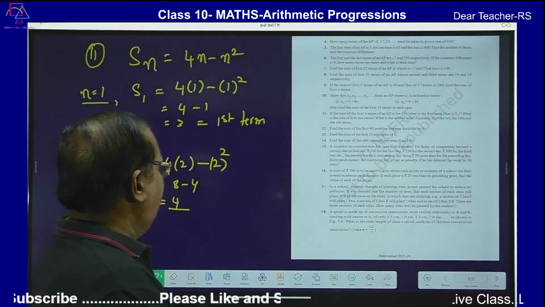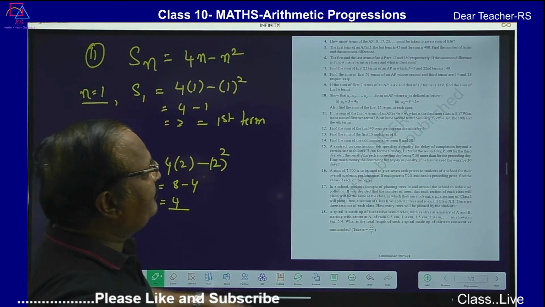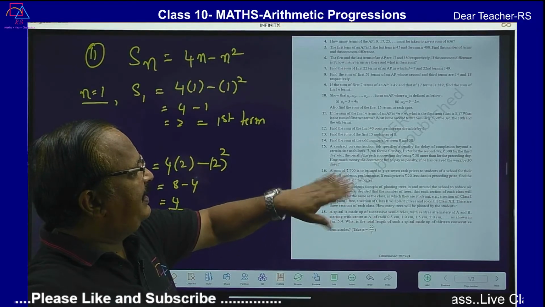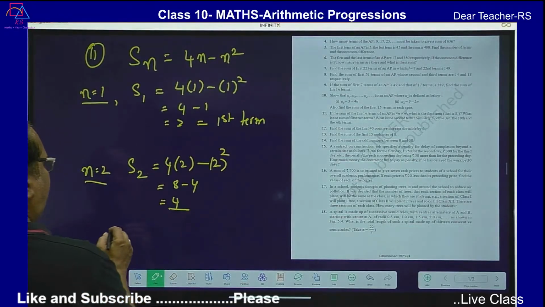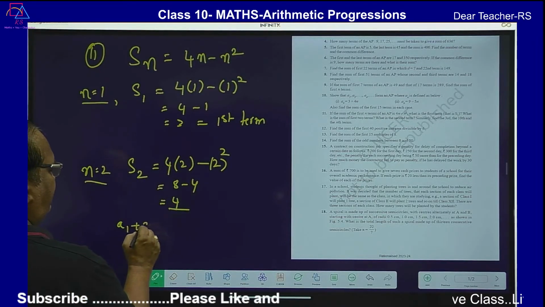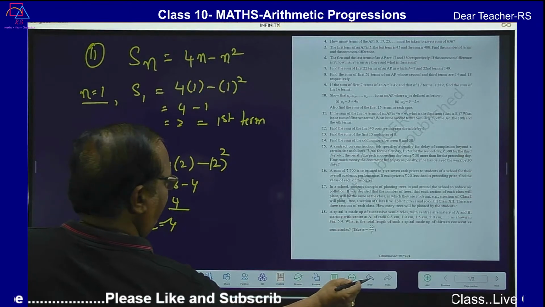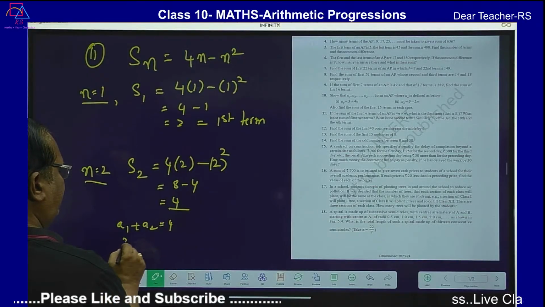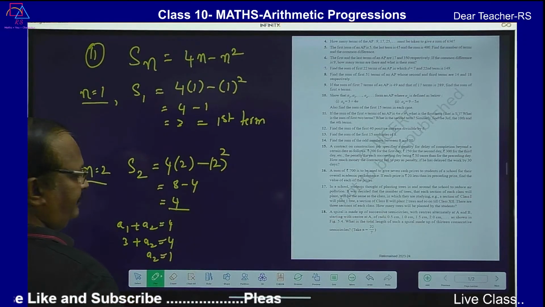So this is a simple logic you can always use whenever it is needed. Okay. So now S2 is 4. So now what we have to find out? We have to find out second term, similarly third term, 10th term, etc. So now what I will do? I want first term A1 plus A2 is equal to 4. And A1 is already 3, so 3 plus A2 is equal to 4 and A2 is equal to 1.